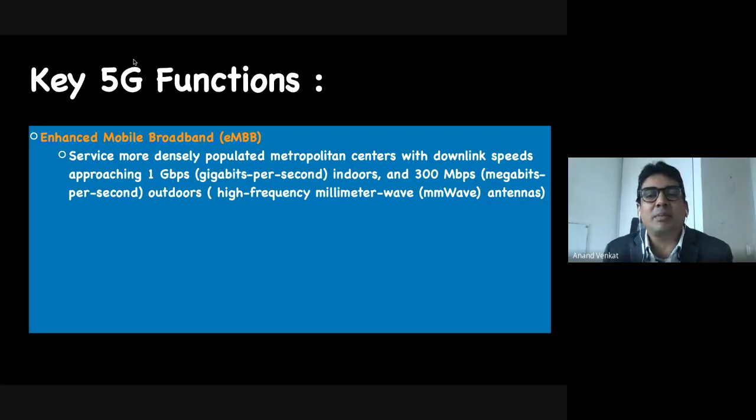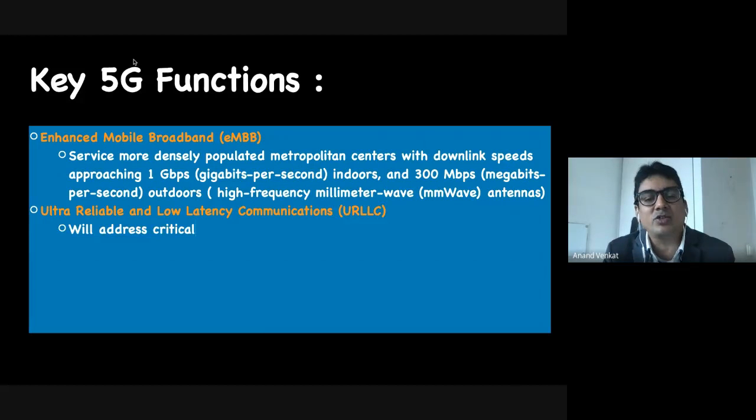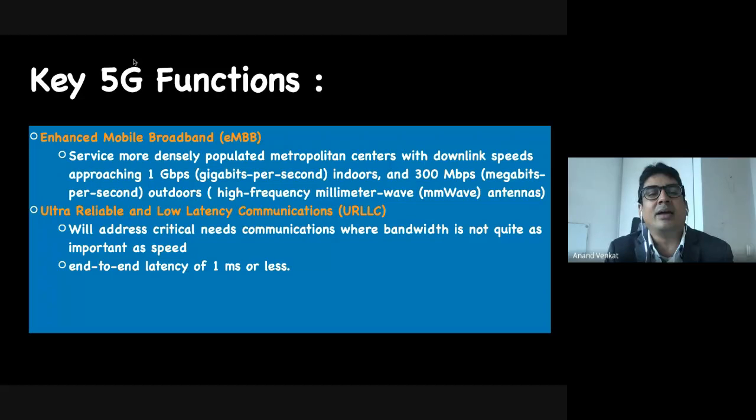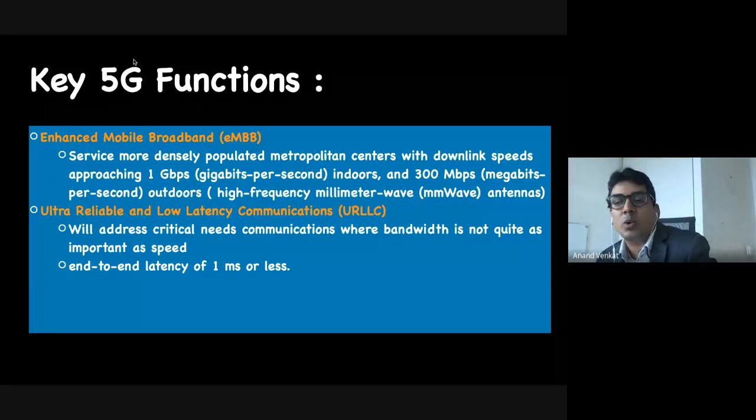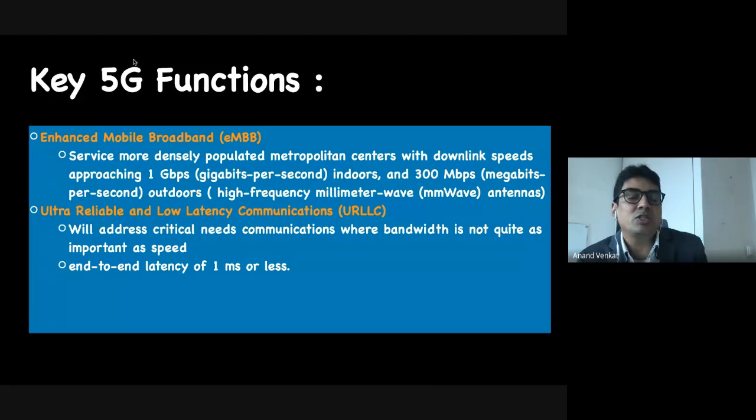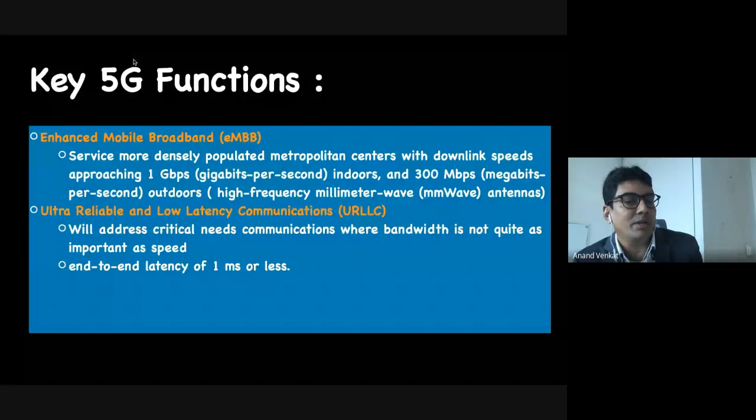Basically, 5G is defined by the millimeter wave, right? And the capability of the antennas to reach the frequency band. And the second functionality is ultra reliable and low latency communication, in short called URLLC. This is where I think the industry will really depend on 5G for very high mission critical, business critical communication needs, right? Where it's not about the bandwidth that we talk about, it's more about the speed and the reliability, right?